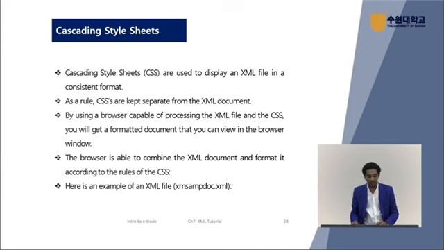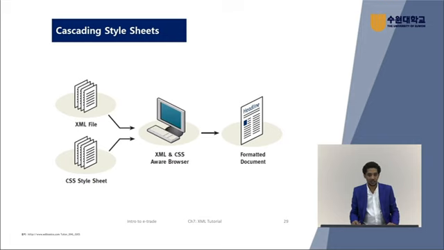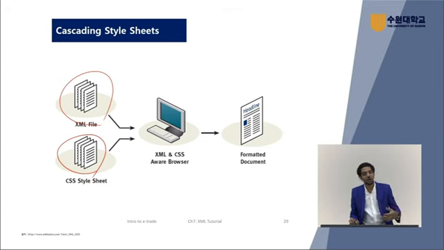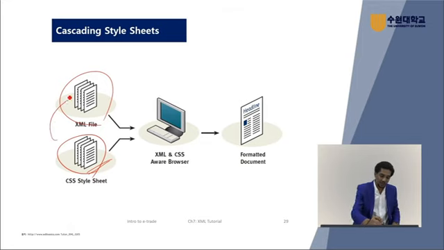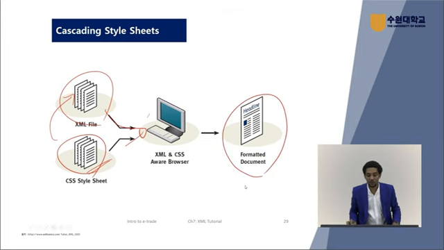Here is an example of an XML file. It looks like this one. So we have the XML code here, but to format or define the content of our XML, we use the cascading style sheet. This style sheet contains how the content should look: colored red or blue, underlined, bold or italic, or many other styles. This styling is defined in the CSS style sheet. The XML will call this style sheet, then we have an XML and CSS aware browser, and finally a formatted document which contains the XML file and the style defined in the CSS style sheet.